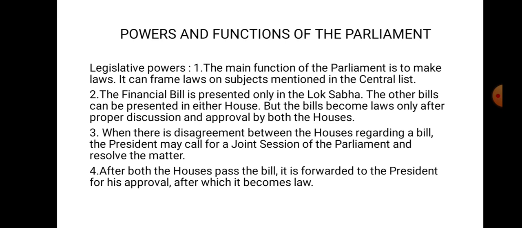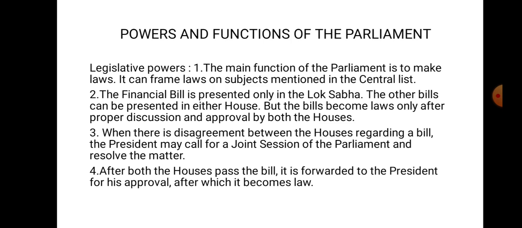What is the state list? They are the topics which come under the power of the state government, for example marriage and divorce, transportation, communications, etc. So the state government has the power to make laws given in the state list.